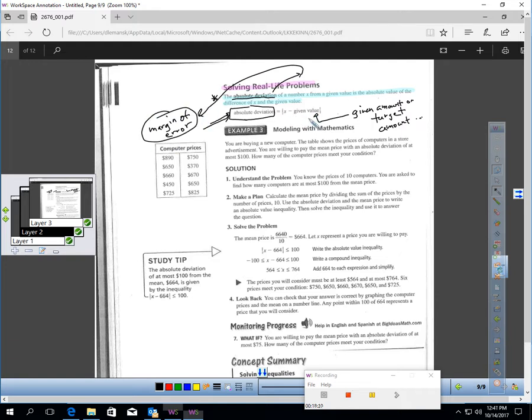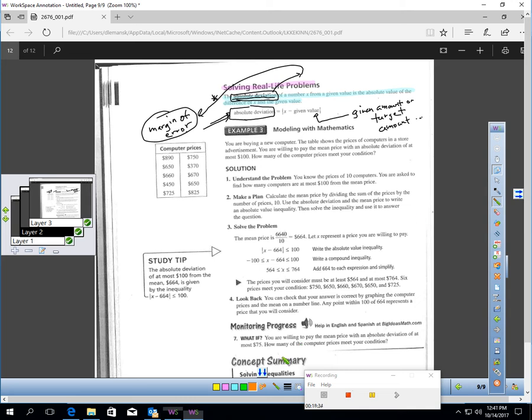And then x minus the given amount or the target amount. So this little absolute deviation formula is just saying if you take x minus the given amount or the target amount in absolute value, it should equal the margin of error. Just remember, this term, absolute deviation, means margin of error. That will help you set these up.